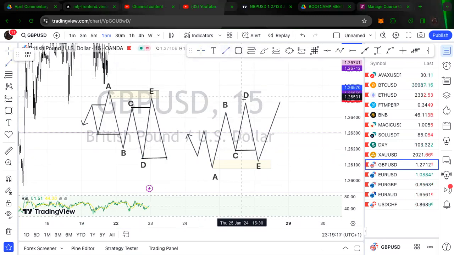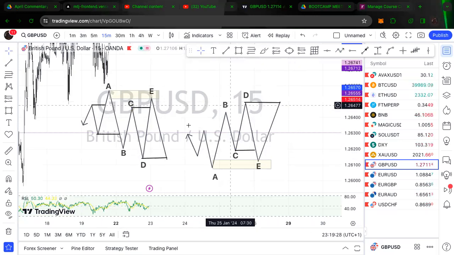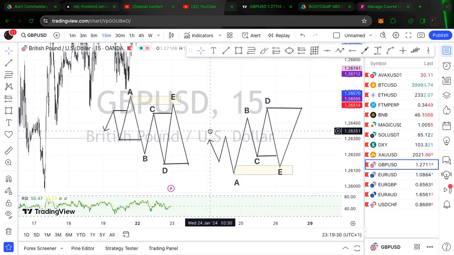This is your plug and play entry model. You take your TP on D. That's all. Don't be greedy. That's your TP. All right. So draw this, write it down, do whatever you have to do. This is a plug and play method.